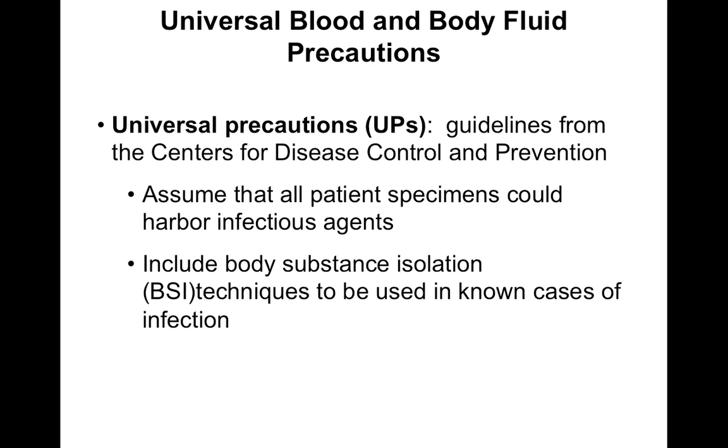So, universal blood and bodily fluid precautions, or universal precautions. This is a guideline from the CDC on a way to prevent illness spread from blood and other bodily fluids. So the biggest thing from this is to assume that all patient specimens are infectious. Just because you know someone or you know that they're not infectious, don't treat their blood any differently than someone else's. Just treat it all the same, and then you have nothing to worry about.